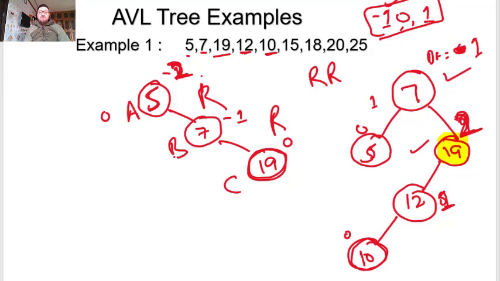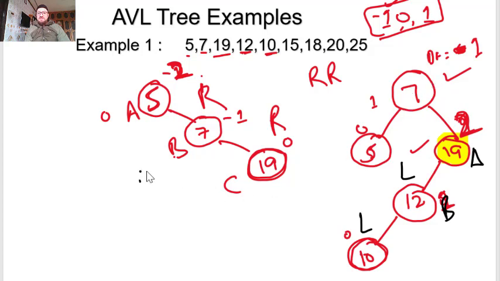The rotation we apply here: because for 19, I am seeing 12 and 10, they are both on the left side, so it's left skewed here, so it's a left rotation. In left rotation we only have to find A and B and make A child of B. That means it will be like this.